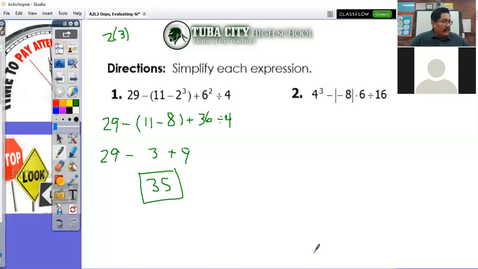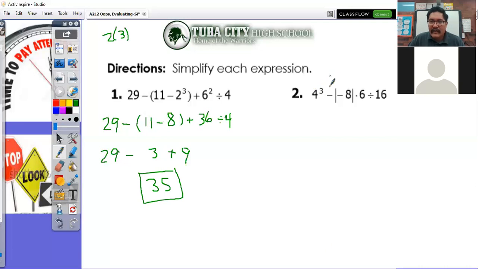All right, now we're going to go ahead and go to the next one. Now this next one here, it does have absolute value symbols in it, which on my slide, I showed you that absolute value is considered a grouping symbol. So if you see that, do that first. But let's go ahead and work on this one here.